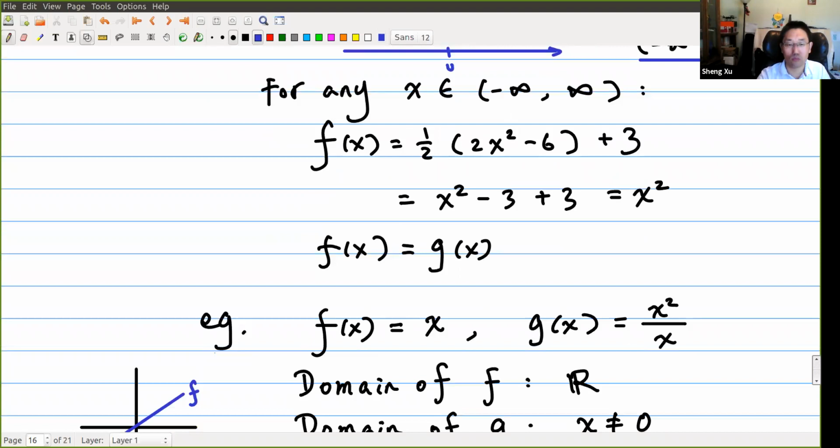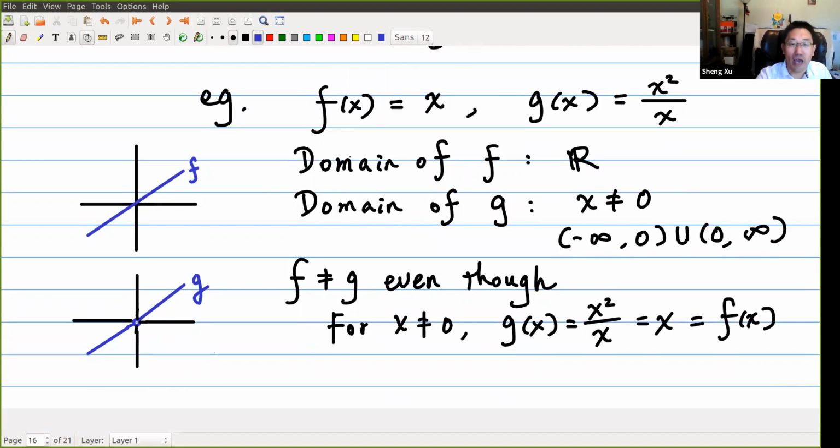Now this question here is interesting. My f(x) is equal to x. My g(x) is equal to x squared divided by x. Are these two functions equal, the same functions? You may say, oh, they are the same because x divided by x is equal to x. The answer is wrong.